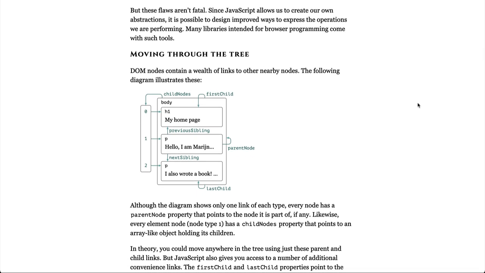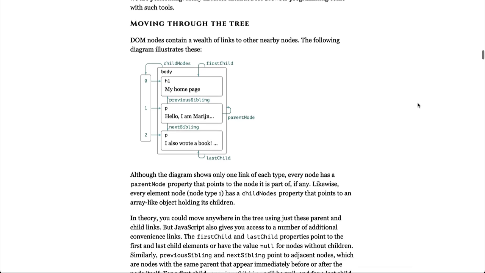But these flaws aren't fatal. Since JavaScript allows us to create our own abstractions, it's possible to design improved ways to express the operations we are performing. Many libraries intended for browser programming come with such tools.